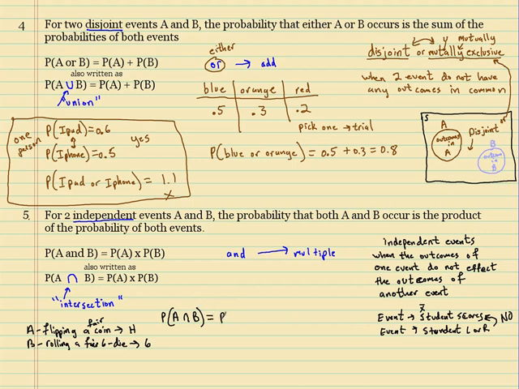Okay, so let's check to see if they're independent. Does flipping a coin affect what the outcomes on rolling a die? No, so they are independent. You always have to check for that, okay? Because if they are independent, then we can multiply. Okay, so it's gonna be the probability of A times the probability of B. So the probability of A, which is getting a heads, is 0.5. The probability of getting a 6 is 1 over 6.